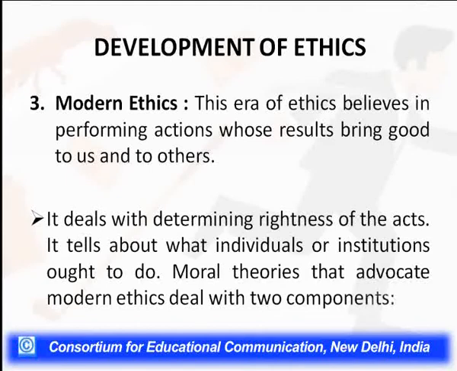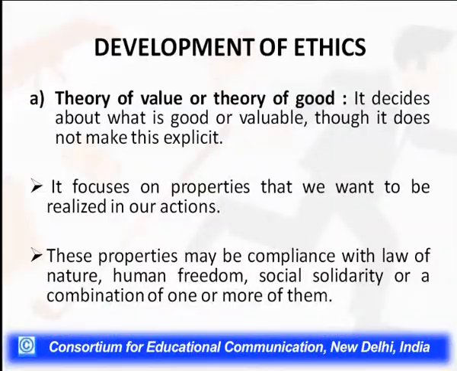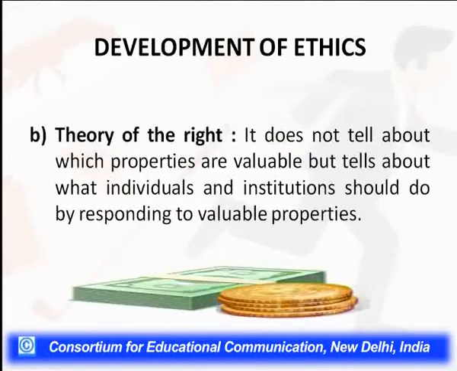The moral theories that advocate modern ethics deal with two components. Now, what are those two components? Starting with the first component, that is the theory of value, or a theory of good. As the name suggests, it decides about what is good or valuable, though it does not make this explicit. It focuses on the properties that we want to realize in our actions, and these properties may be in compliance with the law of nature, human freedom, social solidarity, or a combination of one or more of them.